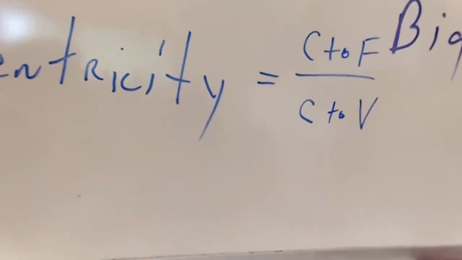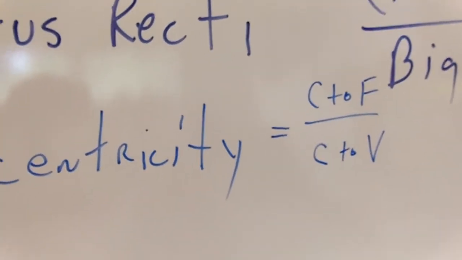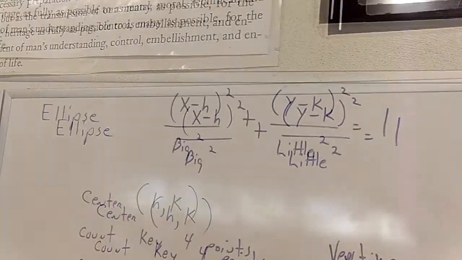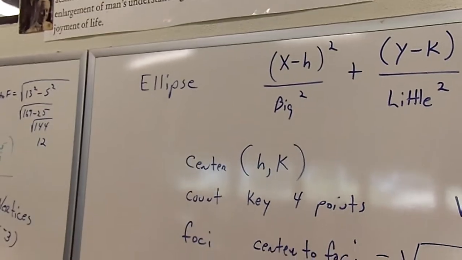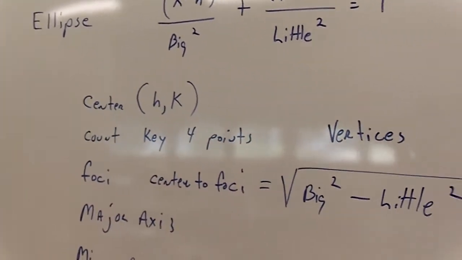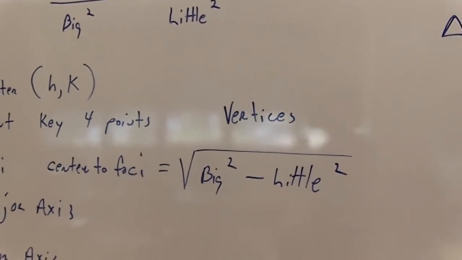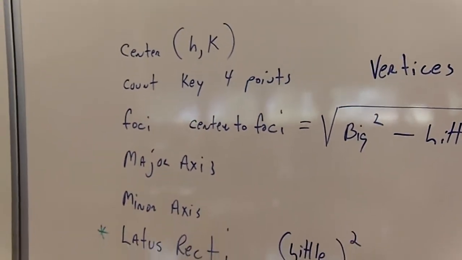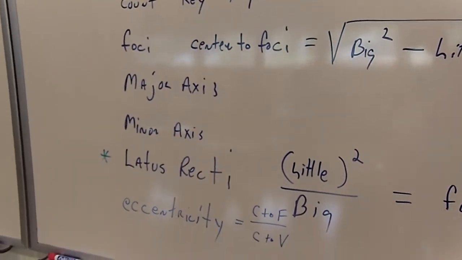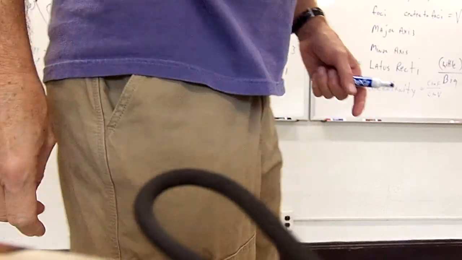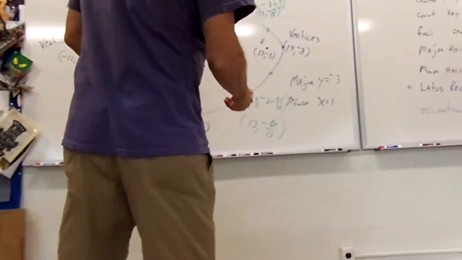Now, am I going to provide the formula on the test? No. So when you look at this, you have to know how to find the center, the 4 key points. You've got to have the formula for the focus, distance, major axis, minor axis, latus recti, and the eccentricity. You memorize the formulas. Now, eccentricity is pretty easy.